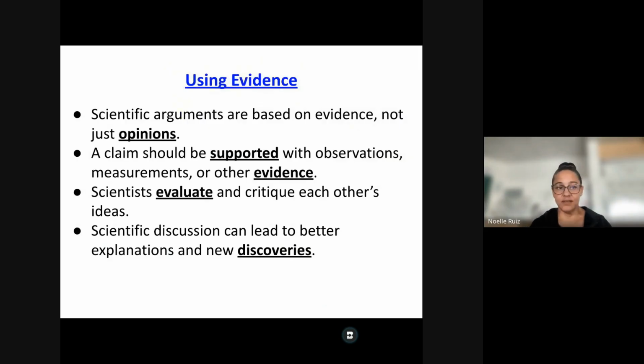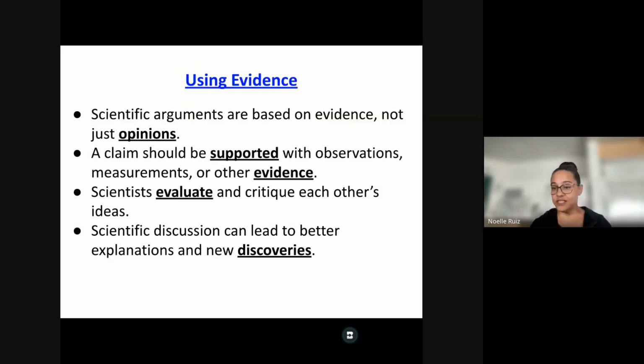Using evidence. Scientific arguments are based on evidence, not just opinions. If a scientist says something, it's because there's evidence behind it. Scientists will never make a statement if they don't actually have the evidence to back it up. A claim should be supported with observations, measurements, or other evidence.